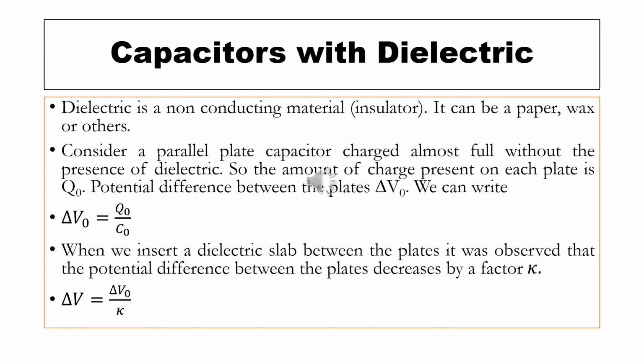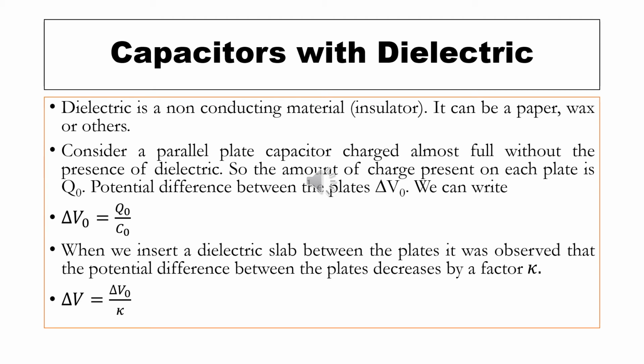Now this is the next topic, which is very interesting. It is capacitors with dielectric. What is a dielectric? A dielectric is actually a non-conducting material, normally known as an insulator. It can be paper, wax, rubber, and others. If we consider a parallel plate capacitor fully charged without the presence of a dielectric, the amount of charge on each plate is Q naught. The potential difference between the plates is del V naught. We can write del V naught is equal to Q naught upon C naught. The naught actually denotes the absence of the dielectric.